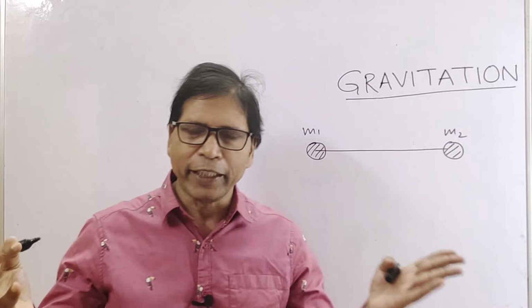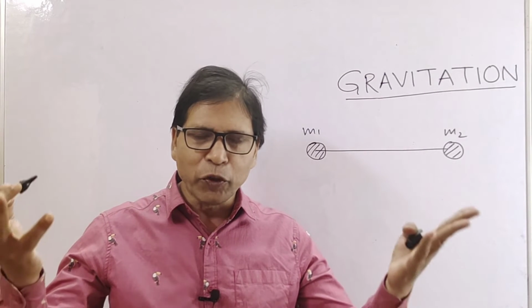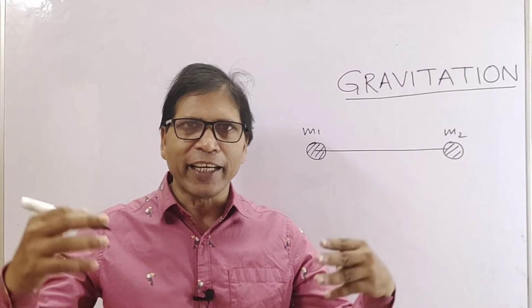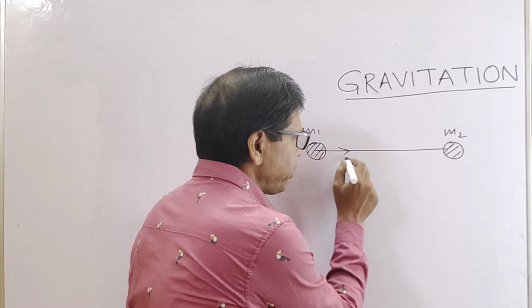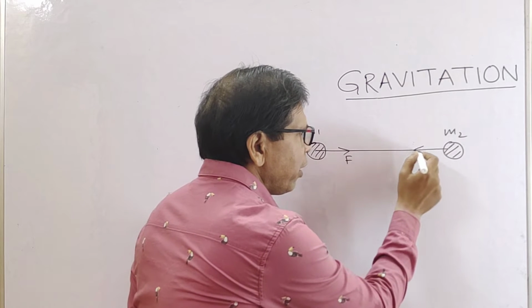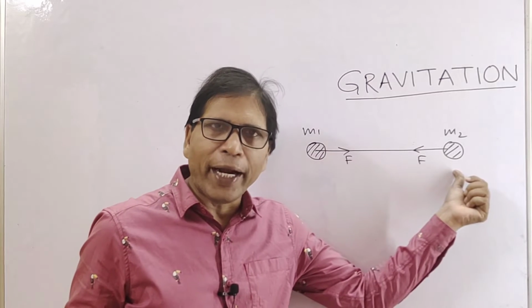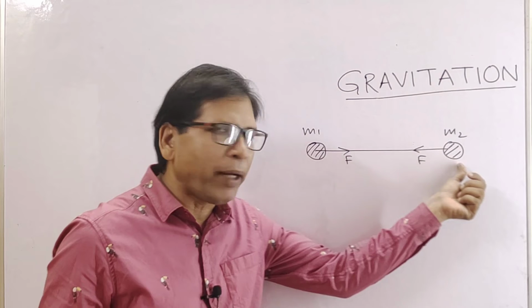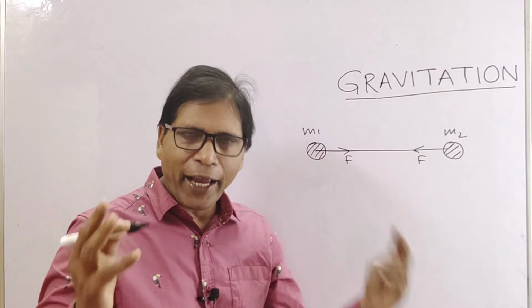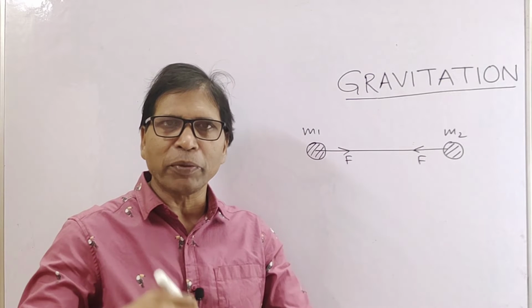Now first of all, the statement: every two particles in the universe attract each other along the line joining the two masses, and the magnitude of the force of attraction is directly proportional to the product of their masses and inversely proportional to the square of their distance of separation.